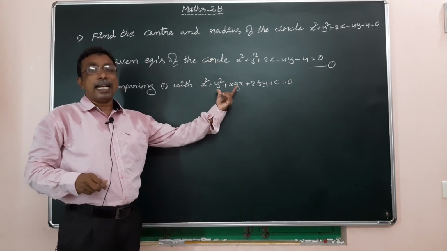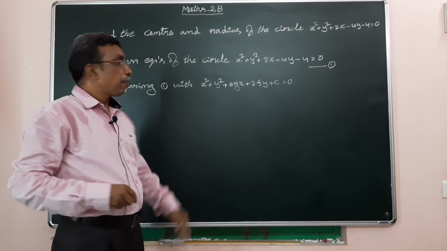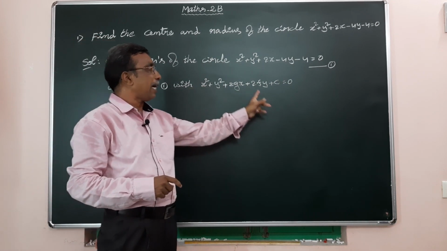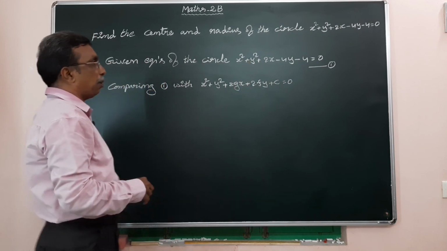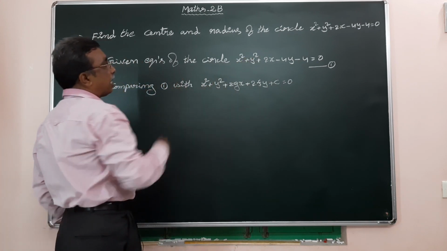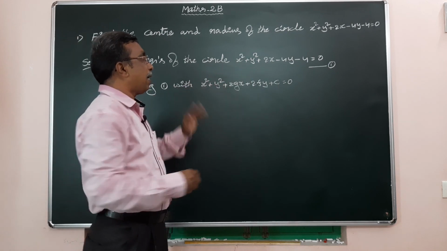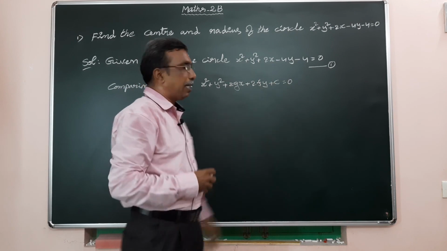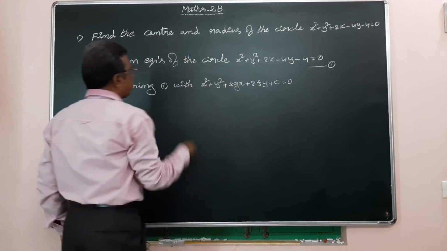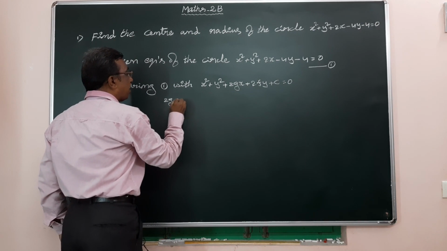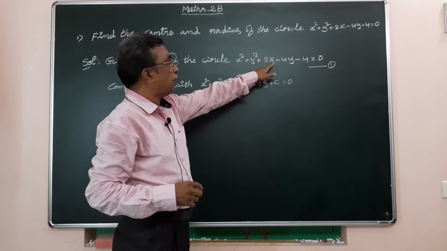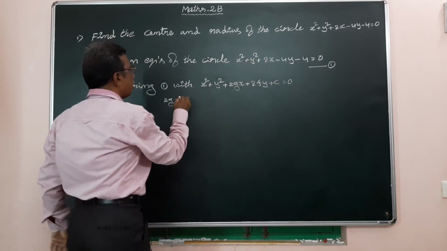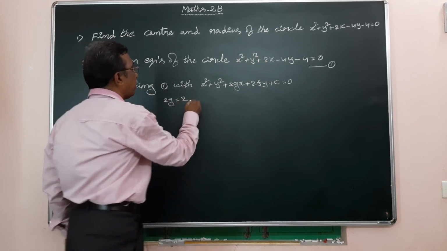This is the general form of the equation of the circle: x square plus y square plus 2gx plus 2fy plus c equal to 0. Comparing one with this equation, x square coefficients are equal. Now comparing x coefficient, y coefficient and constant. What is the x coefficient? This one, 2g. 2g equal to, in this equation the x coefficient is 2. Sign is also most important, plus 2. Now we write 2g equal to 2.